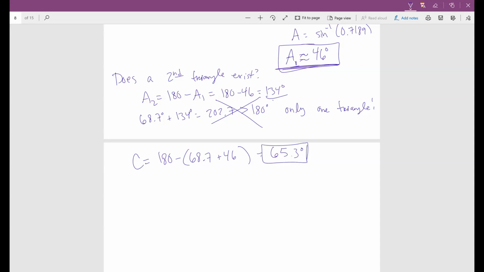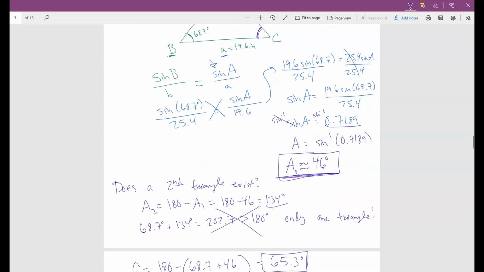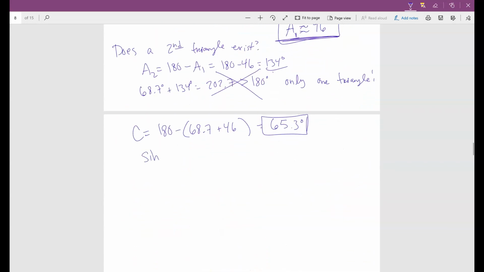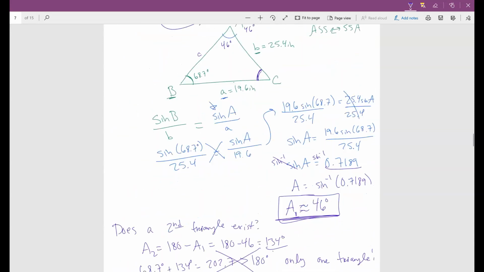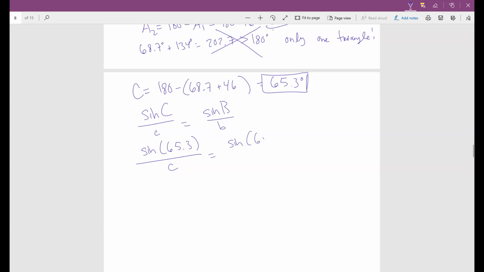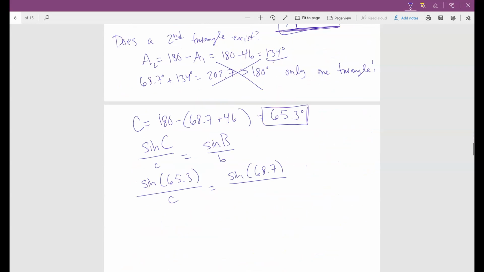Okay, and then finally we can figure out the value of little c right here. We're going to use sine C over little c, and then I can choose whichever I want, so I'm just going to use sine B over little b. So sine C is going to be sine of 65.3 divided by little c, which I don't know, equals sine B, and B in this case was 68.7, divided by little b, and little b in this case was 25.4.